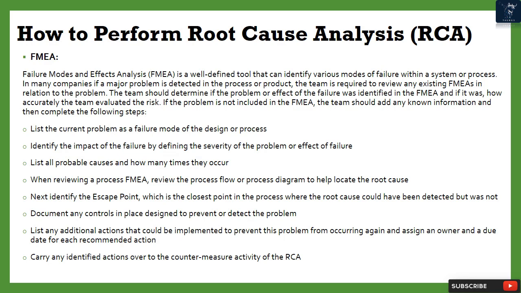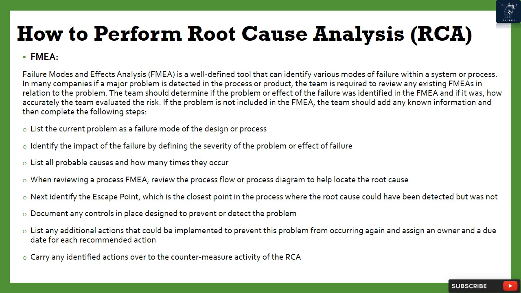List the current problem as a failure mode of the design or process. Identify the impact of the failure by defining the severity of the problem or effect of failure. List all probable causes and how many times they occur. When reviewing a process FMEA, review the process flow or process diagram to help locate the root cause. Next, identify the escape point, which is the closest point in the process where the root cause could have been detected but was not. Document any controls in place designed to prevent or detect the problem.